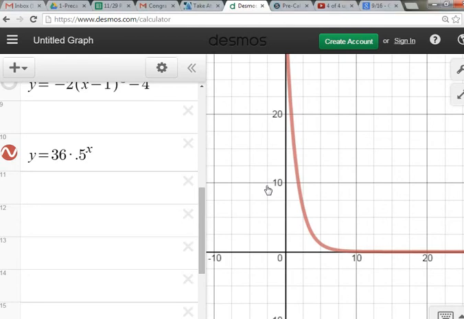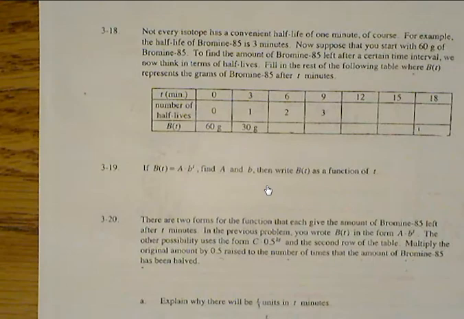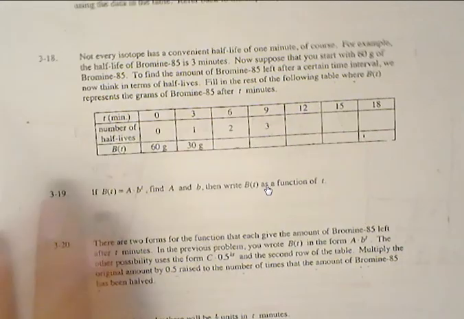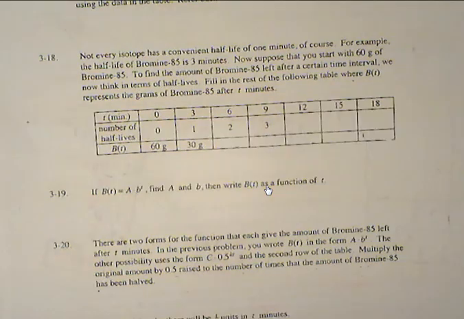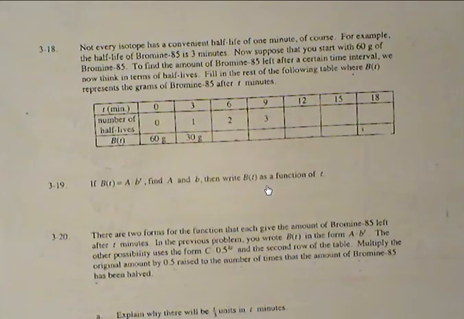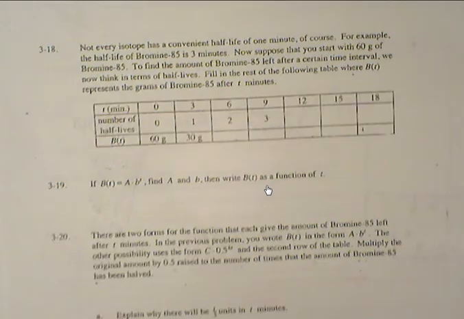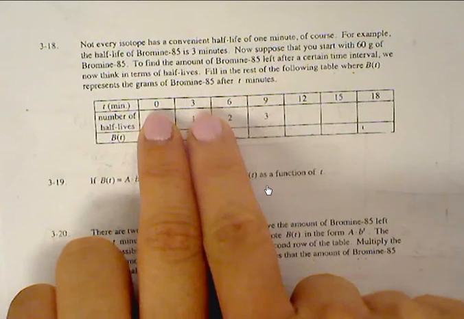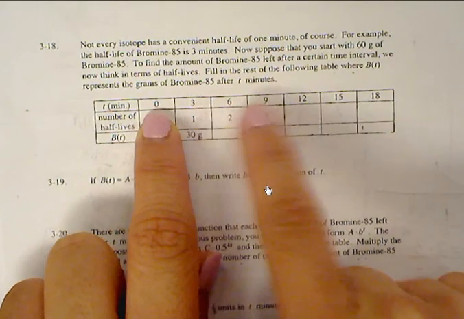Okay, so here you go. All right. So let's do one more example. Okay. Now, it says not every isotope has a convenient half-life of 1 minute. So some, like sodium 25, is great. In 1 minute, half-life. But this guy, bromine's half-life is 3 minutes. So after 2 minutes, it's not a half-life yet. So we're not going to care about those. We're only going to care about what happens after 3 minutes, 6 minutes, 9 minutes, because every 3 minutes is another half-life.